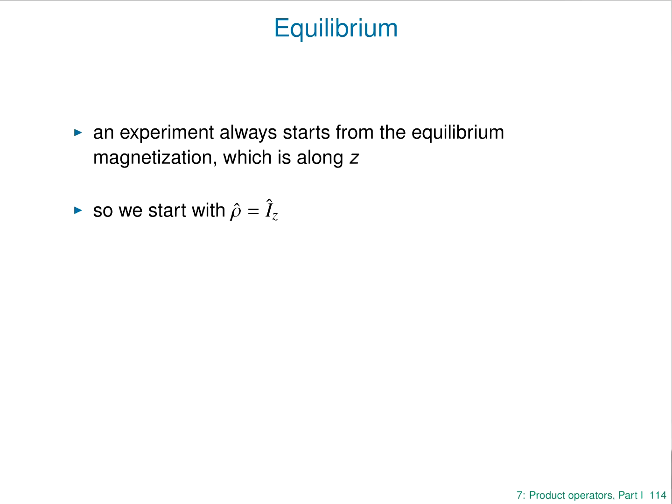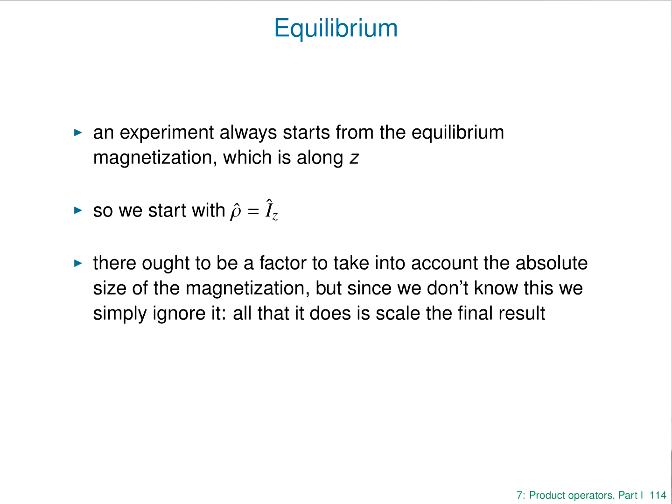Now when you're doing a calculation, you need somewhere to start from, and you remember in the vector model we say we start with equilibrium magnetization. Equilibrium magnetization appears along the z-axis, so that means in terms of the density operator it would be represented by the operator Iz. Now there ought to be some kind of constant of proportionality in there to take into account how many spins you've got and the temperature and the magnetic field and so on, but none of those things are really useful in our calculation.